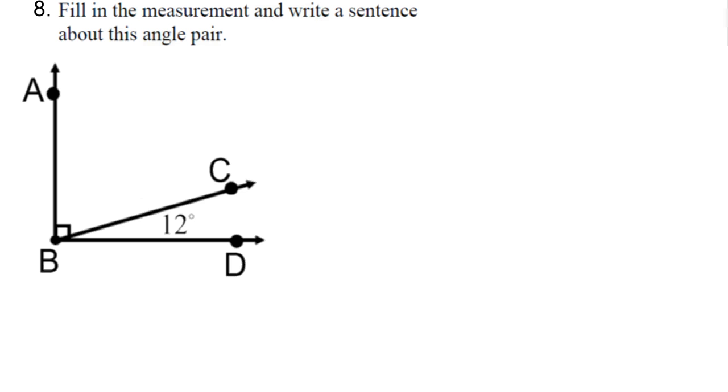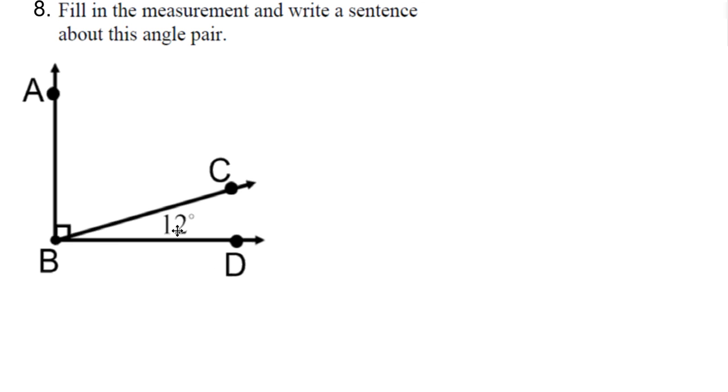Well, if this is our picture given to us, could we fill in the measurement of the angle that's missing and tell us about how we found it? Well, by looking at our picture, what do we know? We know that angle ABD is 90 degrees. We can see that with our mark here, right? The universal symbol for a right angle, 90 degrees. We know angle CBD is 12 degrees.